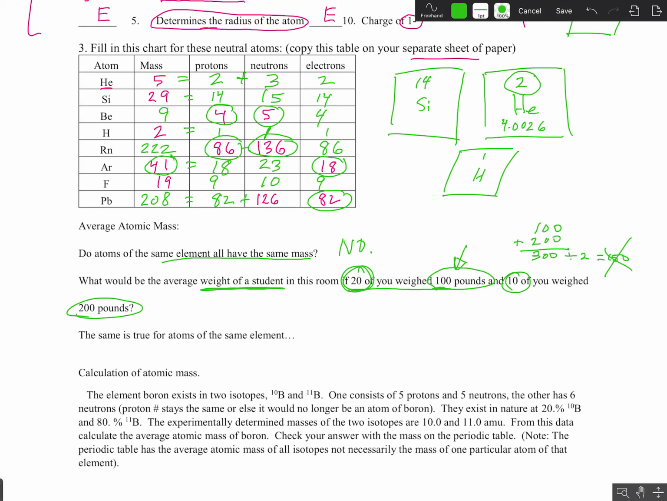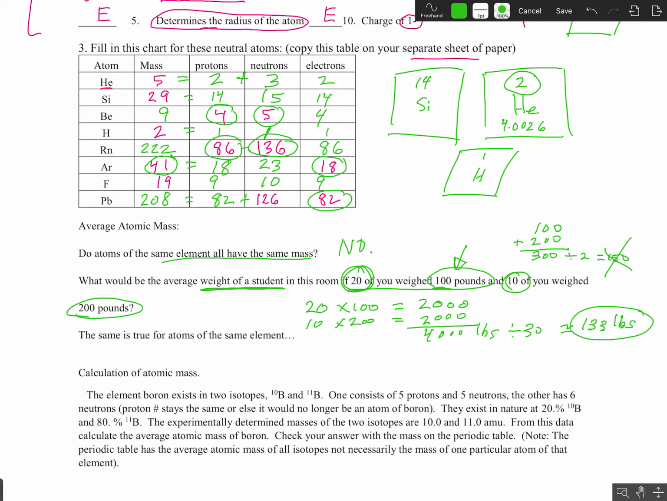Well, let's see. To find an average, don't we have to find the weight of everybody in the room? So 20 of them weighed 100 pounds. That means 2,000 pounds so far. 10 of them weighed 200 pounds. That's another 2,000. So didn't all those kids that walked into the room end up weighing 4,000 pounds? Then don't we divide that by the number of students? Yeah, so we have 4,000 divided by the total number of students, which gives us a weight of about 133 pounds for the average student.